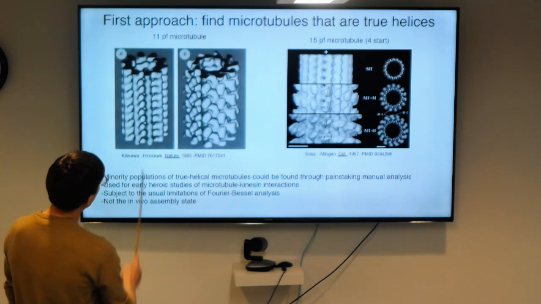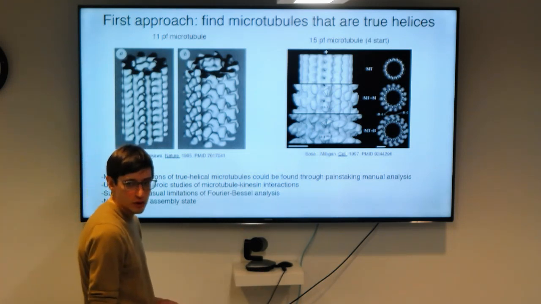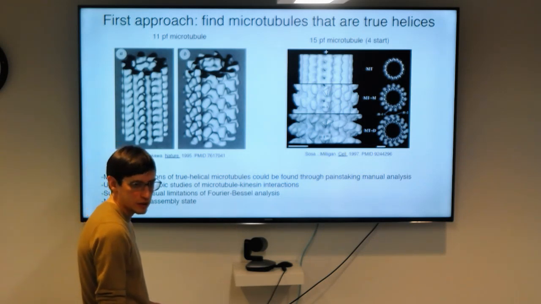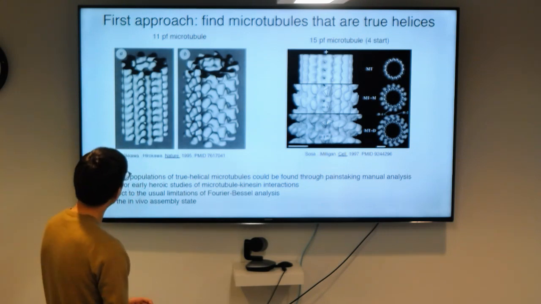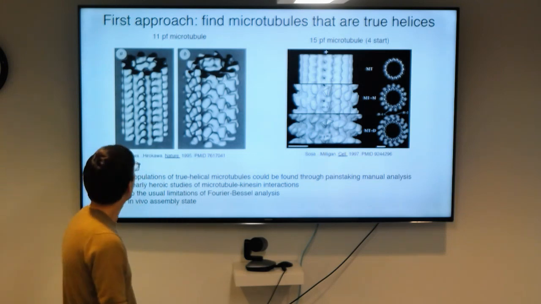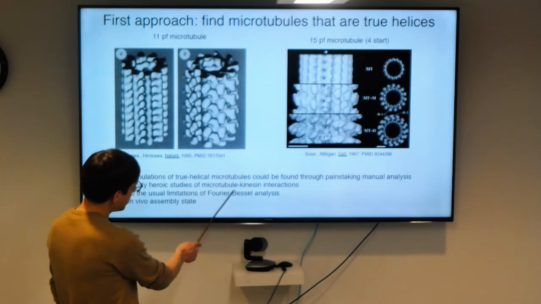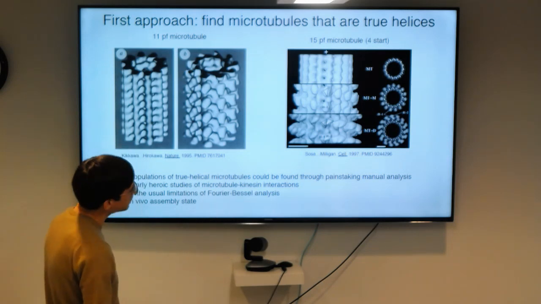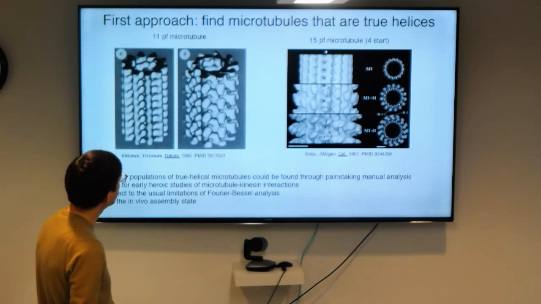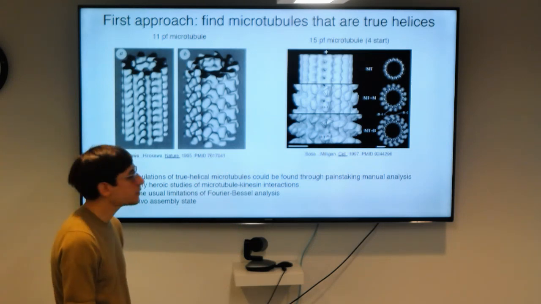For instance, 11 protofilament microtubules or certain species of 15 protofilament microtubules are perfect helices. So you could actually use these to do traditional Fourier-Bessel analysis and get out what at the time were really great reconstructions in the sort of 30 to 40 angstrom range. But as I noted before, Fourier-Bessel analysis really requires your sample to be perfect, and these are not perfect, so you never got to super high resolution with these methods. And moreover, this is not the native state of the filament, so you want to actually get the native complex eventually.